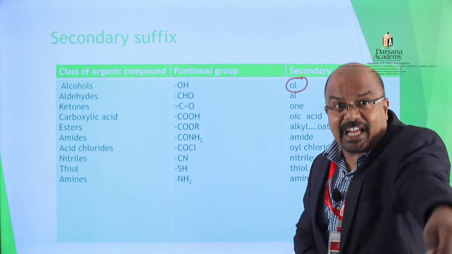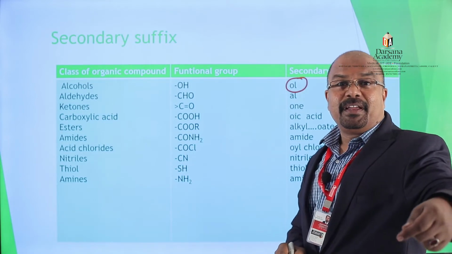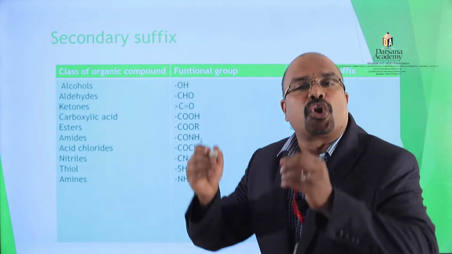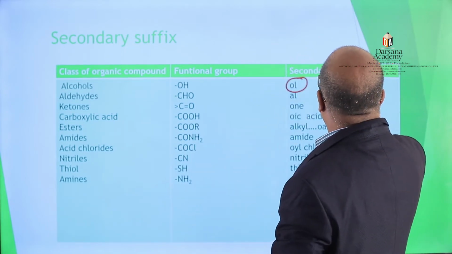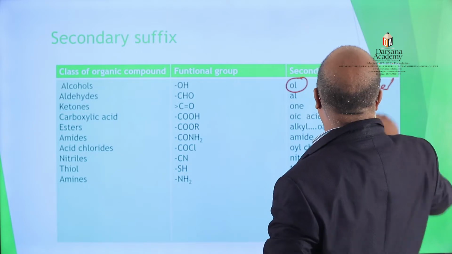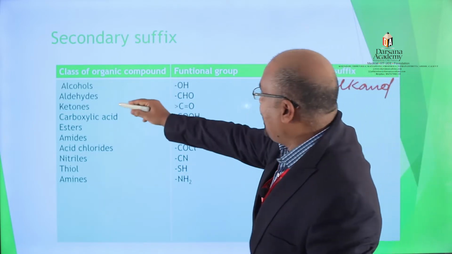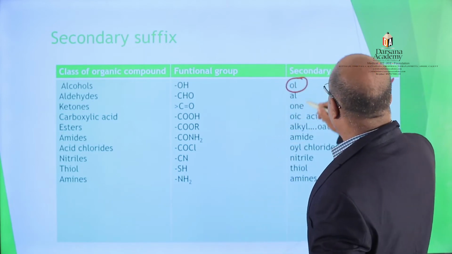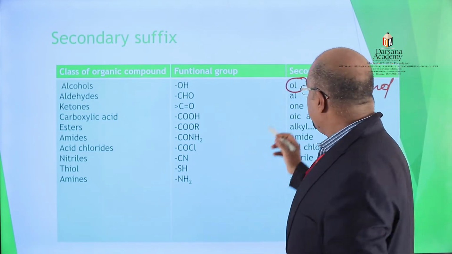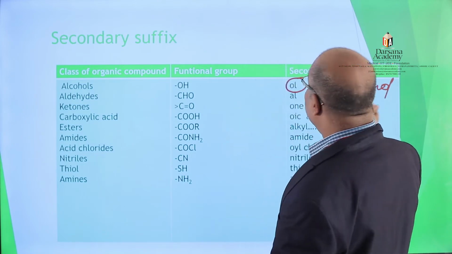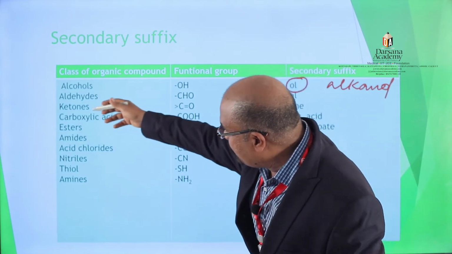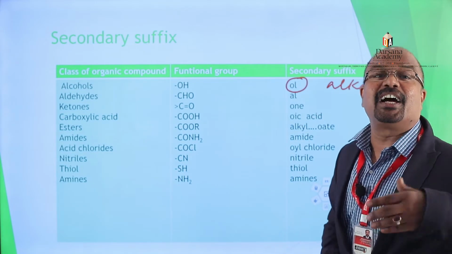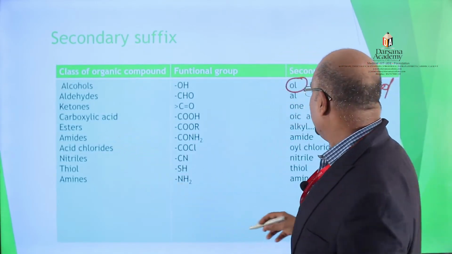So for naming that compound, alkanol, the E of the primary suffix is dropped. So the compound will become alkanol. The same way the aldehyde, there is CHO. AL is the secondary suffix word. So alkanal. For ketone, ONE is the suffix word. So alkanone.